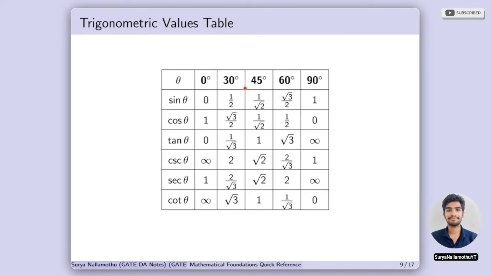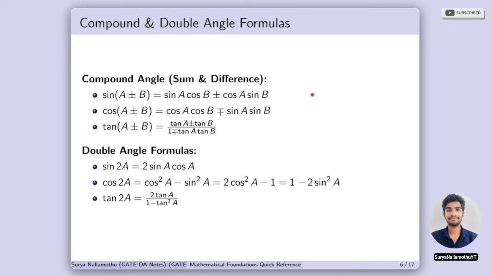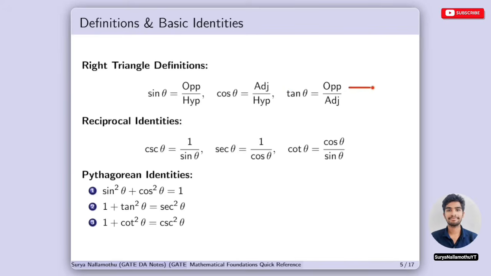So sin 0 is 0, sin 30 is 1 by 2, sin 45 is 1 by root 2, sin 60 is root 3 by 2, sin 90 is 1. I will explain a simple trick to remember this table very clearly. First, we know these formulas, right? You need to remember these two formulas, then you will get a proper identification.